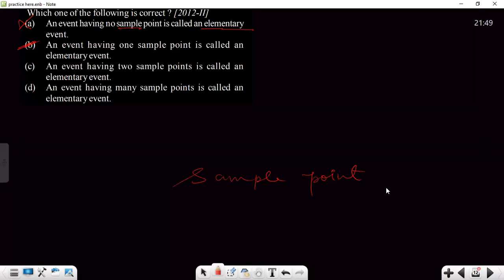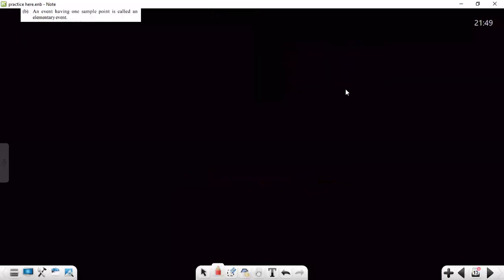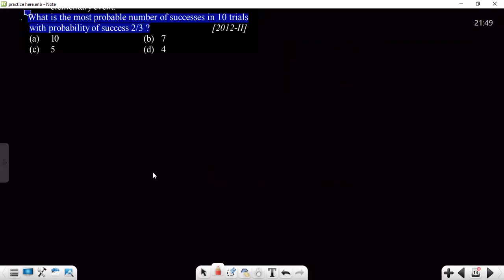Can anyone tell me what is an elementary matrix? What is a unitary matrix? Remember, please keep on revising your notes, okay? Any event having one sample point is called an elementary event.